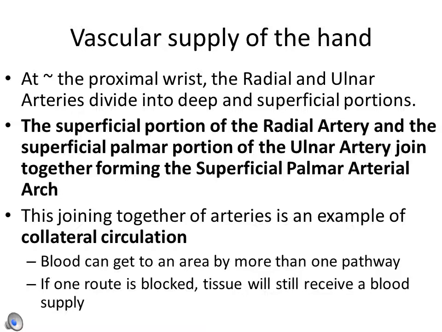This joining together of the arteries is an example of collateral circulation. Collateral circulation allows blood to get to an area by more than one pathway. This enables better vascularization, whereas if one route is blocked, the tissue will still receive blood from the other route.